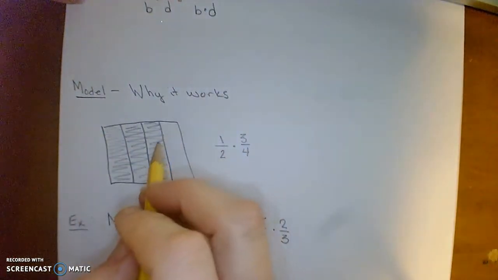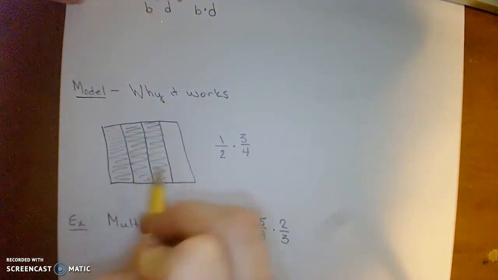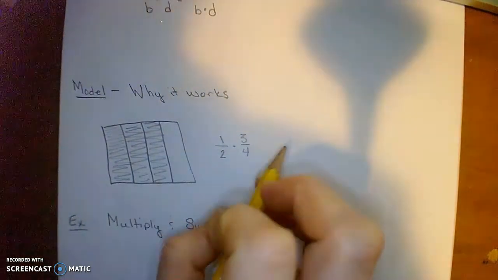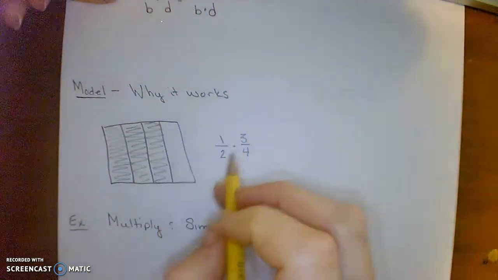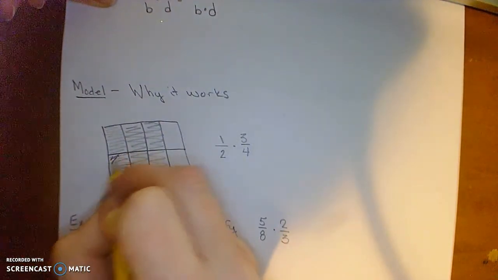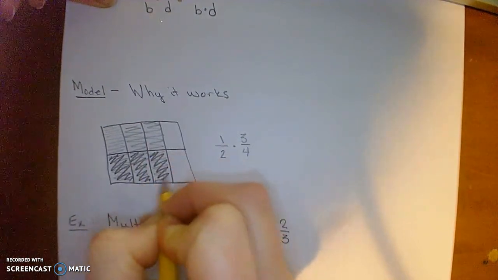This is a picture of the fraction 3/4. Three pieces shaded out of 4 equal sized pieces. Let's do a half times 3/4. So let's take a half of this fraction 3/4. I'm going to chop it in half. I'm going to heavily shade in half of the shaded region.